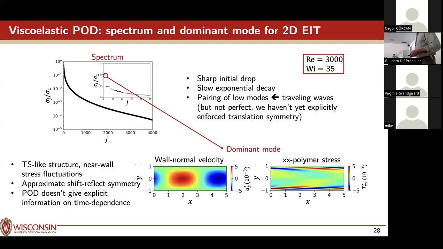We've now done this in the channel flow, and what naturally falls out right away is that the leading POD mode, I haven't done the spectral part yet, is very similar to the Tollmien-Schlichting wave. You have these cells of positive and negative normal velocity, and you see these sheet-like polymer stress fluctuations localized in a critical layer.